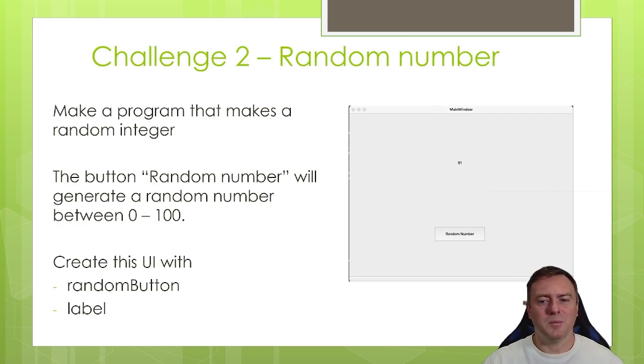Cool, so the first one, let's jump on in. We're going to build a random number generator. And like I said, it will have a button down here. And then you click on that button and it will generate a number from 1 to 100. You'll make the program generate a random integer. And we'll use this button. So we're going to call this button randomButton with camel case. And then this label, we're going to call label.